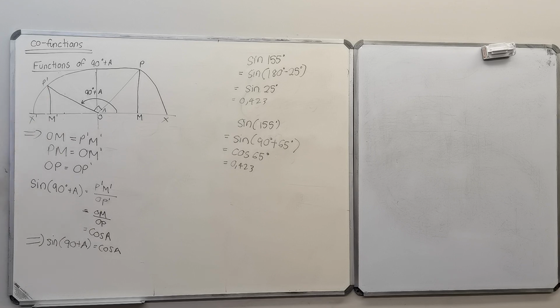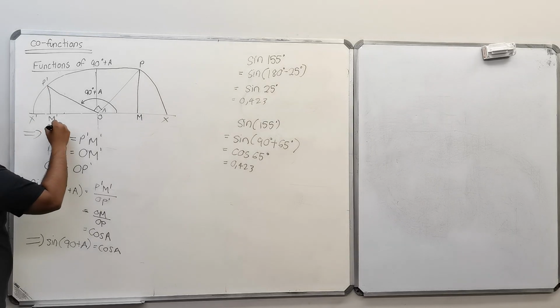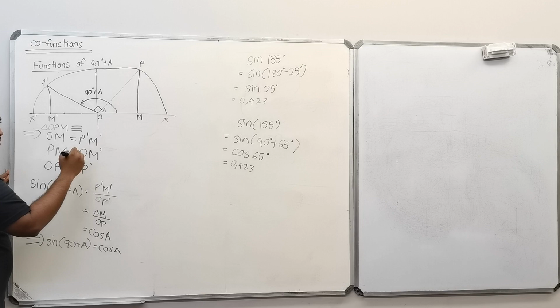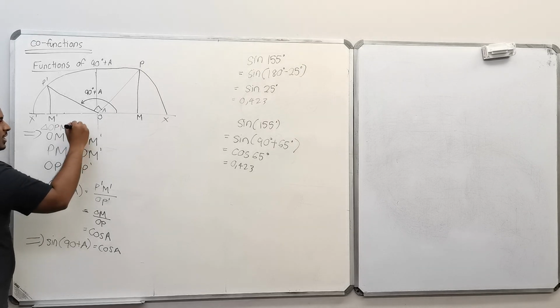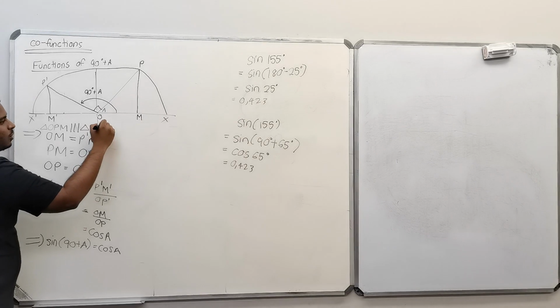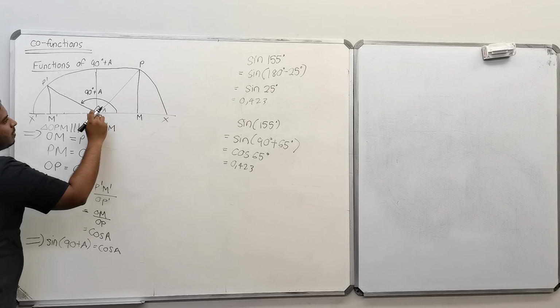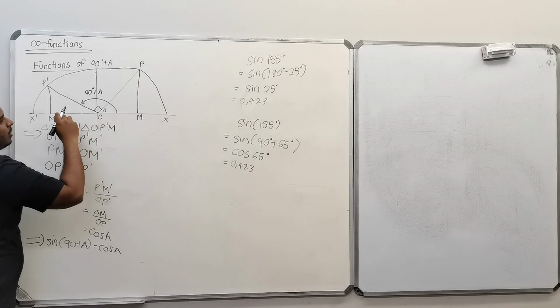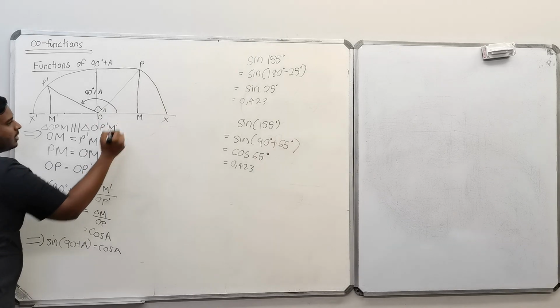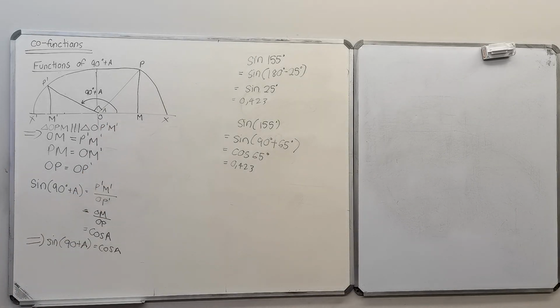Because these triangles are congruent, you need to say that triangle OPM is congruent to triangle OP prime M. Congruent is 3 lines. No, that's similarity. So you basically stated these triangles are congruent. For you to say this point, you need to say that the triangles are congruent. You can't just guess and say that these lines are equal to each other. Once you get this part, you can do it.